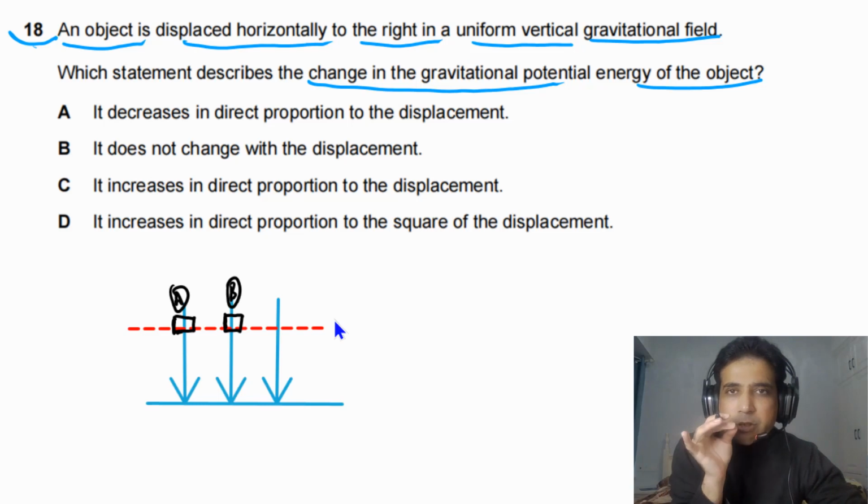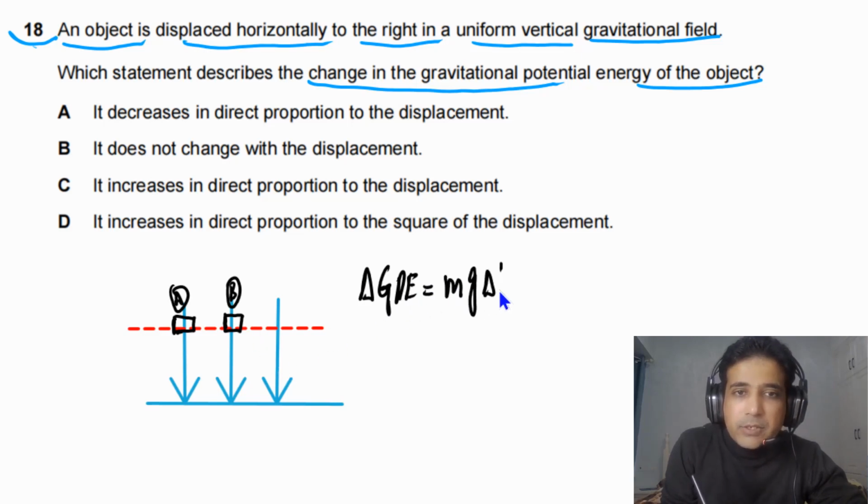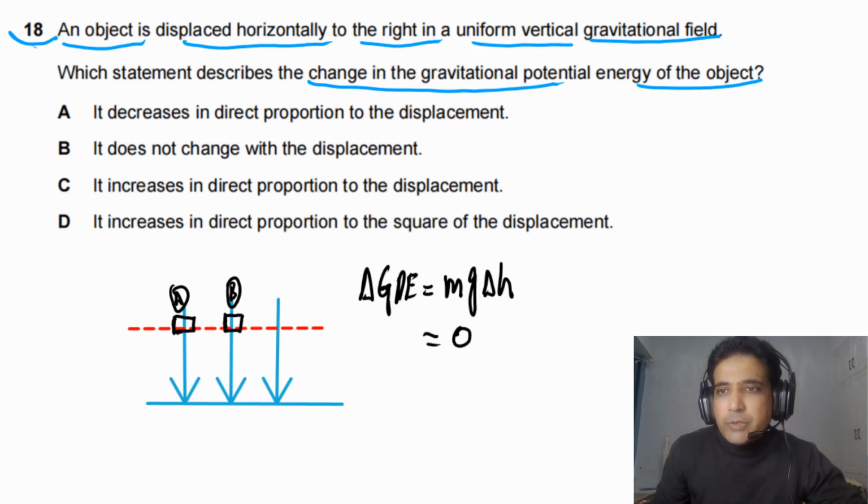You will say the work done by gravity is 0 because gravity is acting vertically down. If the work done by gravity is 0, it means there is no change in gravitational potential energy. Otherwise, simply we can understand that gravitational potential energy will change when there is a change in height. As in this case there is no change in height, the change in GPE will be equal to 0.